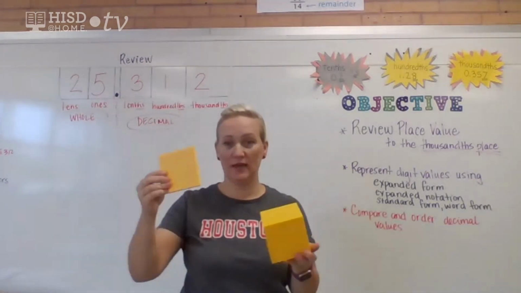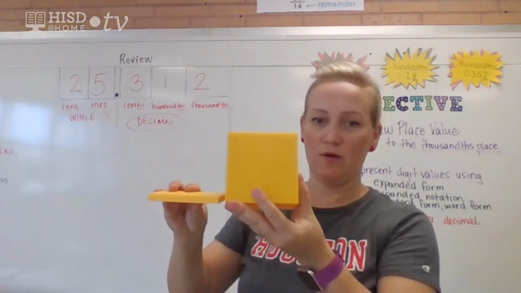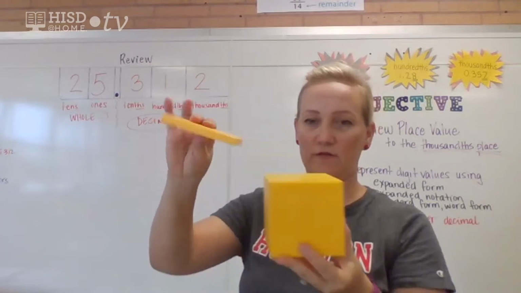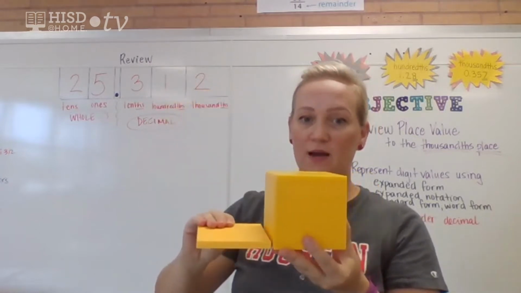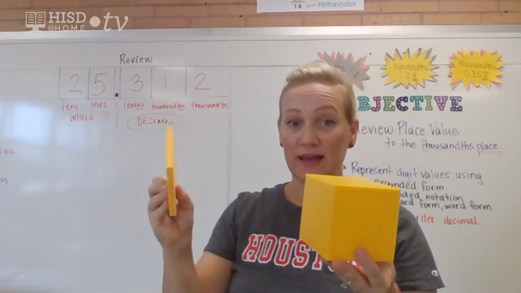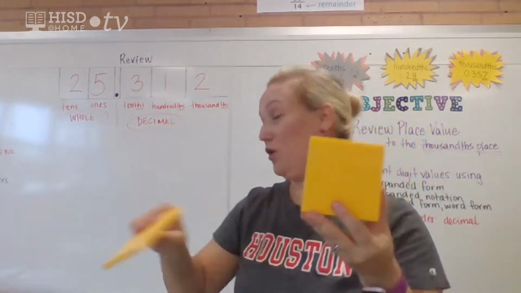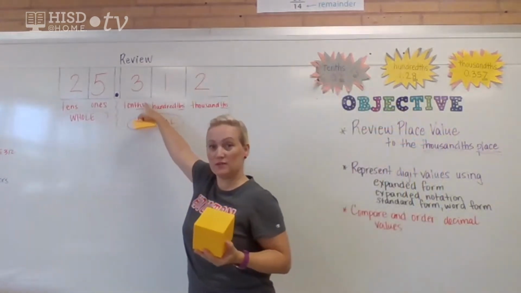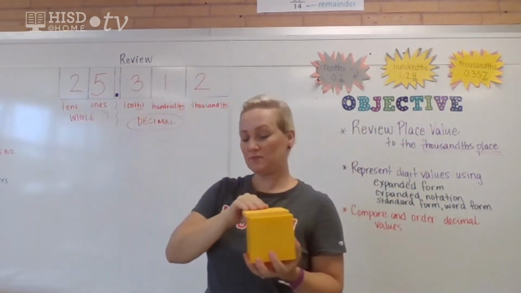Then we moved on to the tenths. If you look closely, I would have to stack up 10 of these flats. This is called a flat. I would have to stack up 10 of these to make a whole. Therefore, 1/10 of the whole goes in this place value, tenths, okay? Then I would need 10 of those.